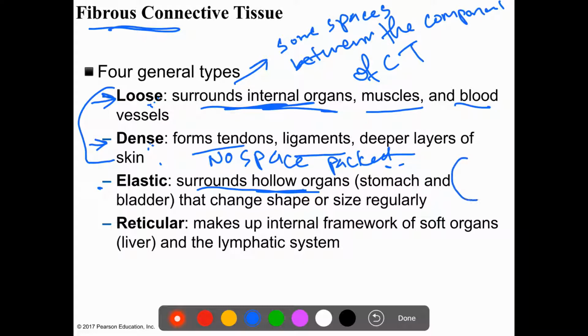Hollow organs are the organs that have a space within them, like the stomach and the bladder, and they will change shape or size regularly. Like, for example, the stomach and, as we said, the urinary bladder, they are constantly changing their shape or size. So these elastic fibers would help in adapting that change in shape. The aorta, for example, the major blood vessel coming out of the heart, is made out of a lot of elastic fibers to adapt to these changes of shape when the heart is contracting.